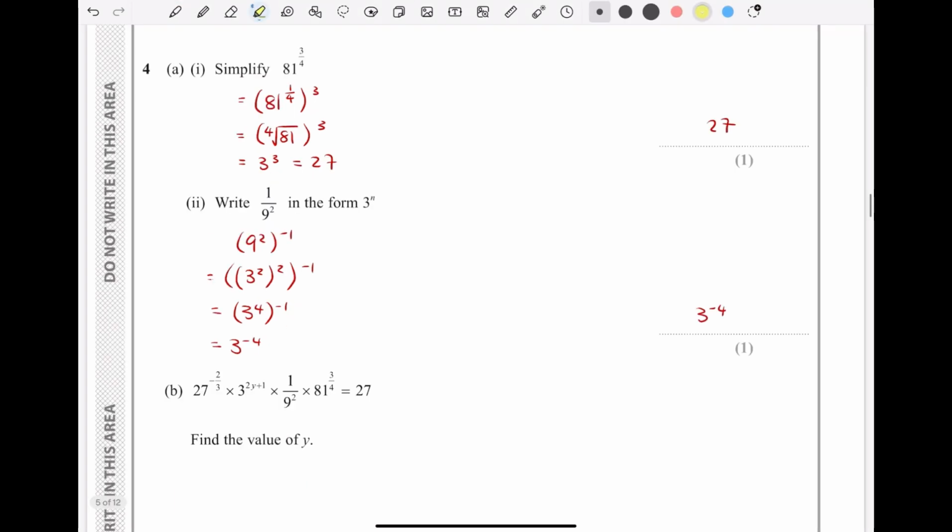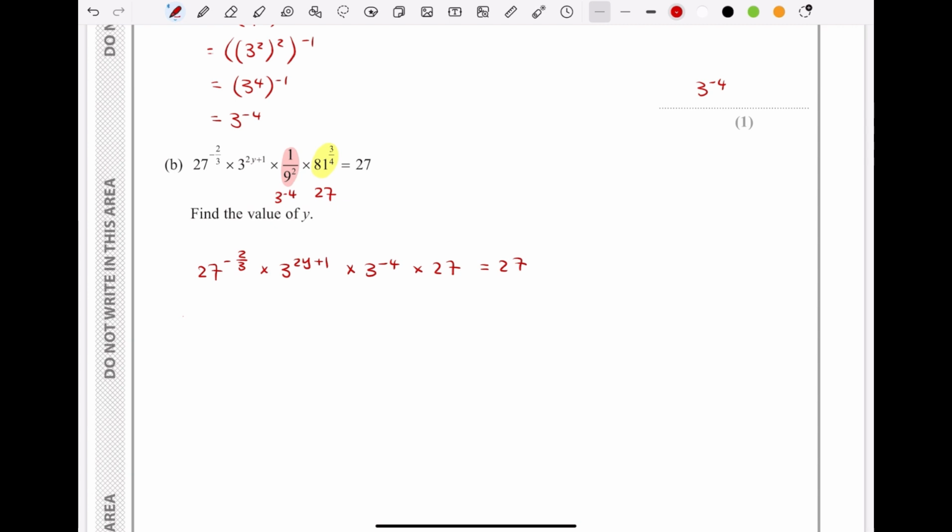Moving on to the next part. Now we know in part A, 81 to the power of 3 quarters is 27, and 1 over 9 squared is 3 to the negative 4. So what we have here is two numbers with the same base. What we have here is 3 to the 2y plus 1 times 3 to the negative 4, which can be written as 3 to the 2y plus 1 take away 4, which is 3 to the 2y subtract 3.